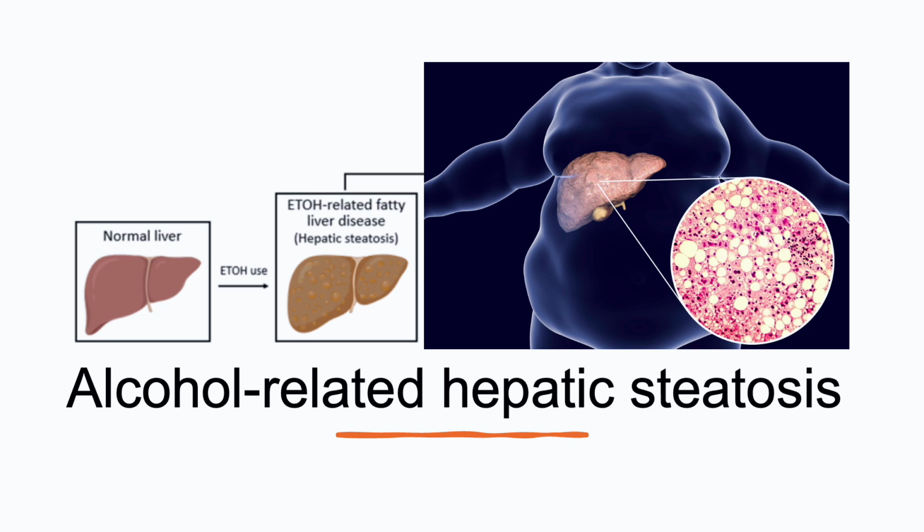Alcohol-related hepatic steatosis is the earliest form of alcohol-related liver disease, and by itself is a benign entity that can regress with alcohol cessation. However, steatosis is indicative of alcohol-induced alterations in metabolism and suggests susceptibility to progression to more advanced liver disease with continued alcohol use. It is seen in 90% of patients who are heavy drinkers.